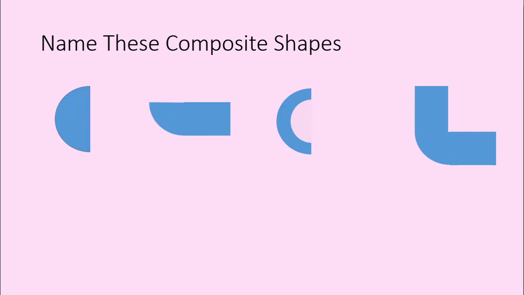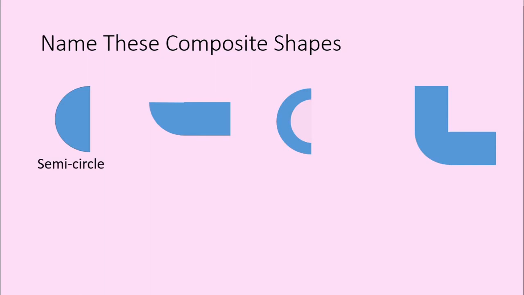So here are some examples for you. You need to figure out what these shapes are before you could work out the perimeters or areas of them. What's this first shape? It's a rounded shape, so we should be thinking of circles. Is it part of a circle? Yes, that's a semicircle, or half of a circle.